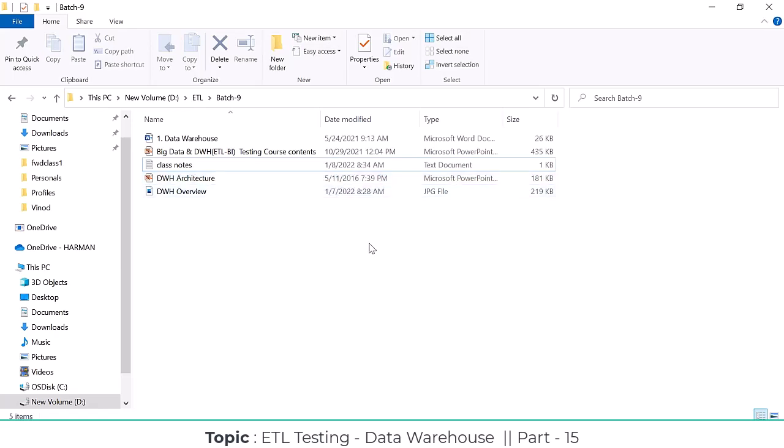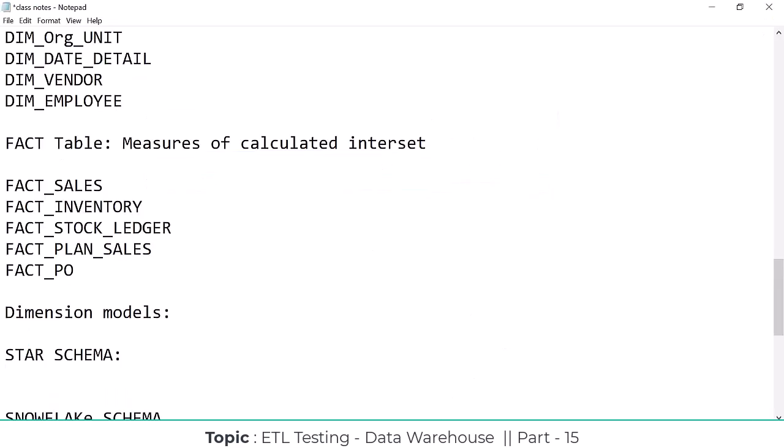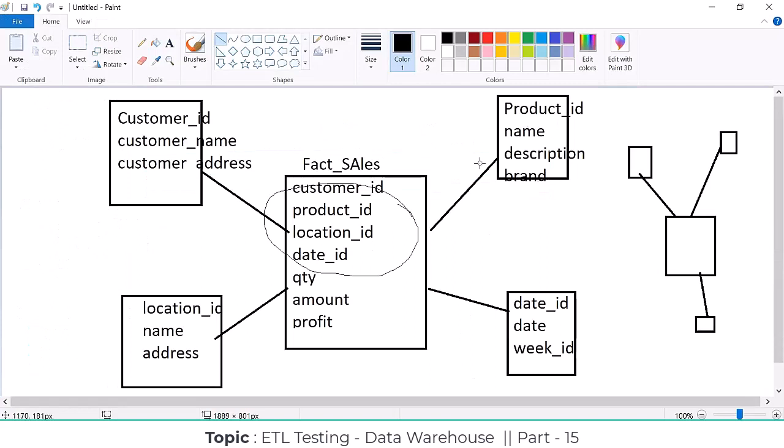Okay. The same way here, also the star schema. Day to day, the number of tables and the data are going to increase. So that is the reason the query performance is going to decrease on the star schema. That is the disadvantage of the star schema.